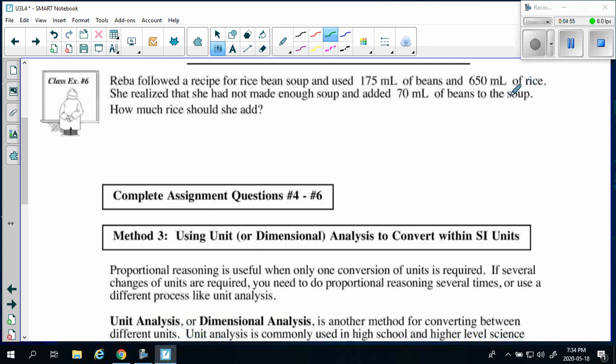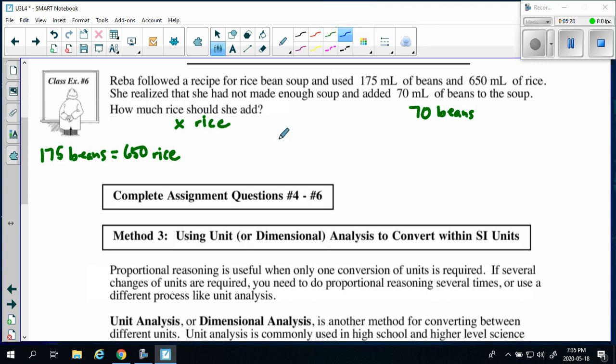Class example number 6. Reba followed a recipe for rice bean soup. She is supposed to use 175 beans and 650 rice. So that's the proportion: 175 beans is equal to 650 rice in a recipe. She didn't make enough, so she wanted to add 70 milliliters of beans to the soup. So 70 beans, and they want to know how much rice she should add.